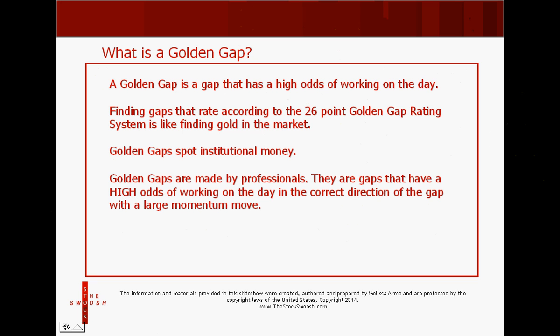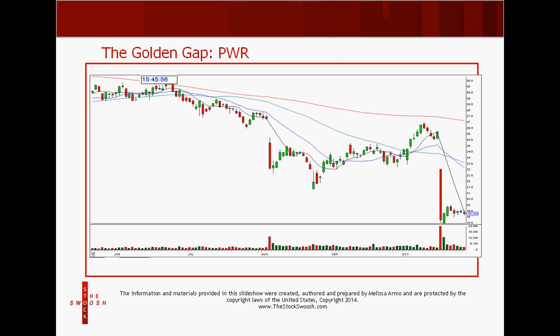The one thing about my method is it spots institutional money, meaning that an institution is either buying the stock or the market or selling out of it or shorting it. But golden gaps are made by professional traders or institutions. I mean hedge funds and professional traders and institutions like banks. They are gaps that have the high odds of working on the day in the direction of the gap with a large momentum move. Now, let's look at some questions.